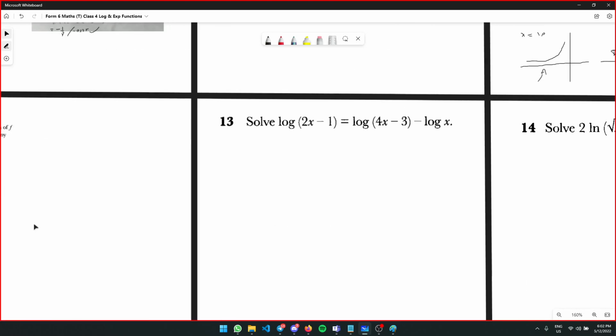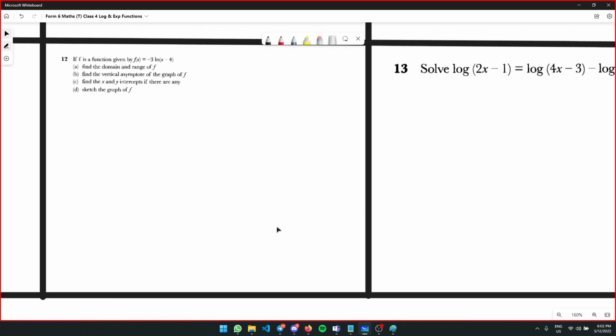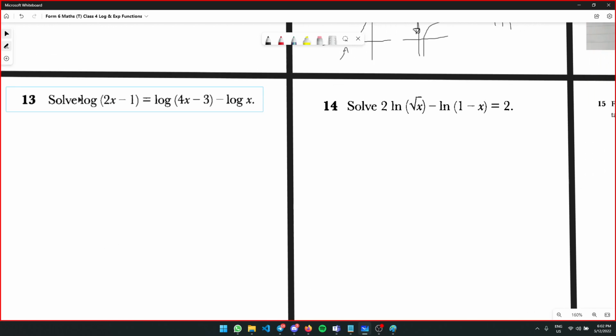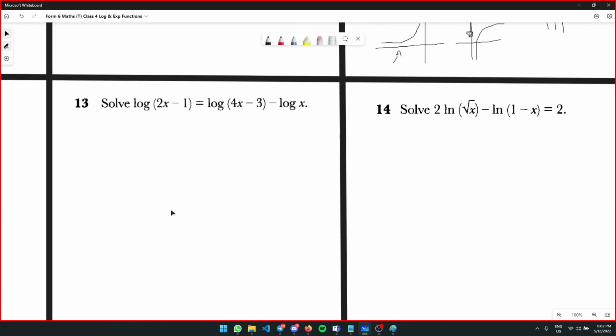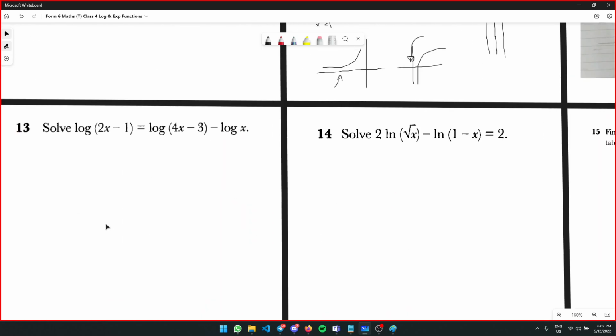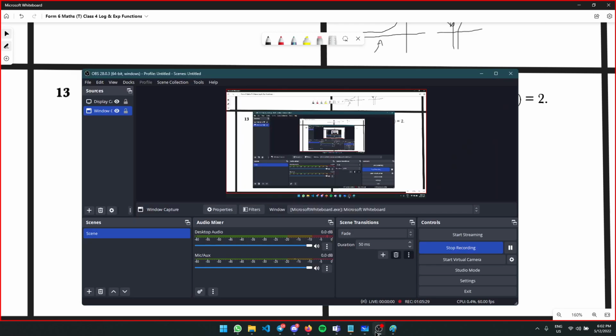Okay, how about we try something a bit hard? The sketching takes a lot of time, and I don't have much time. So let's try question 13 and question 14. These are harder questions and questions that might come in the exam paper. Maybe you can try both of them together. Then we discuss this and maybe we can end the class here. Okay, have a try.